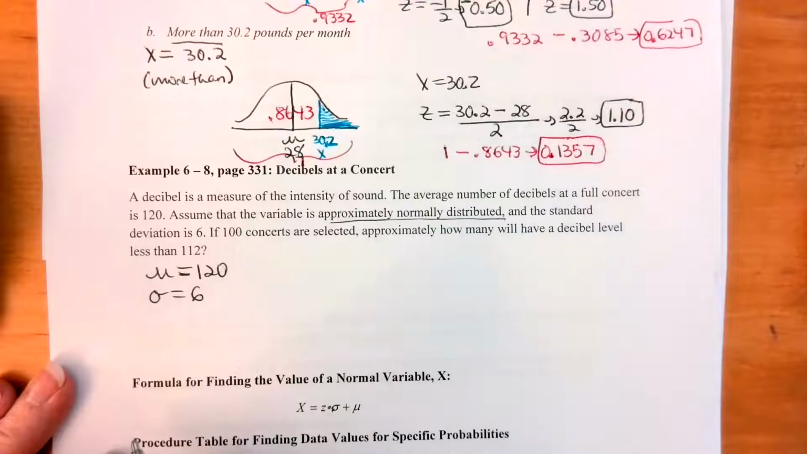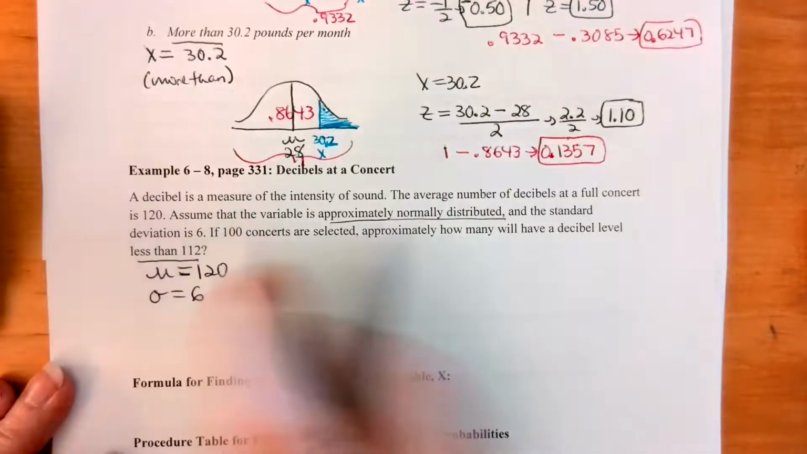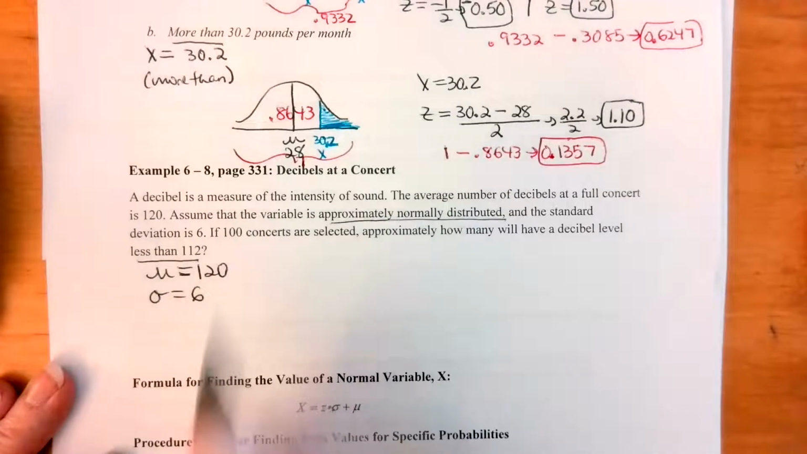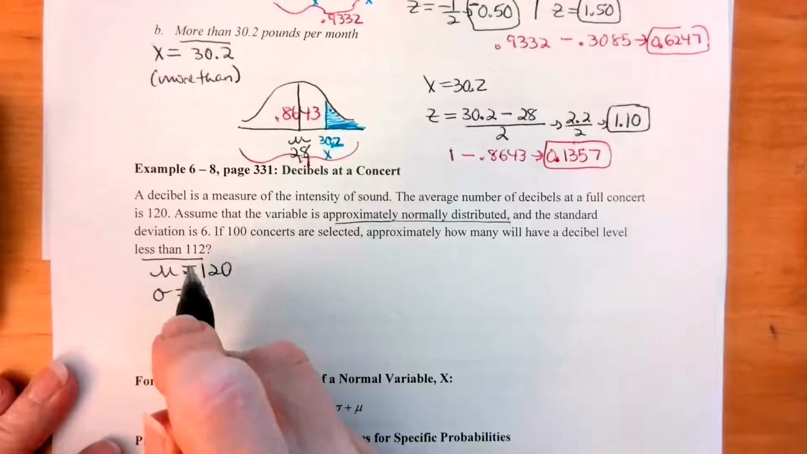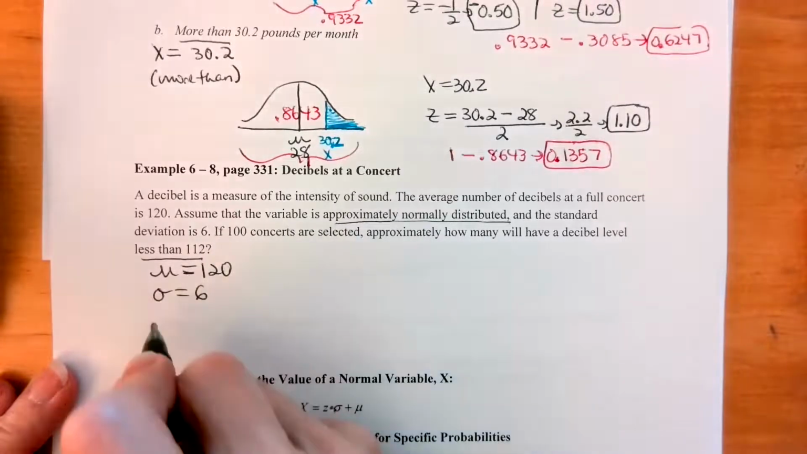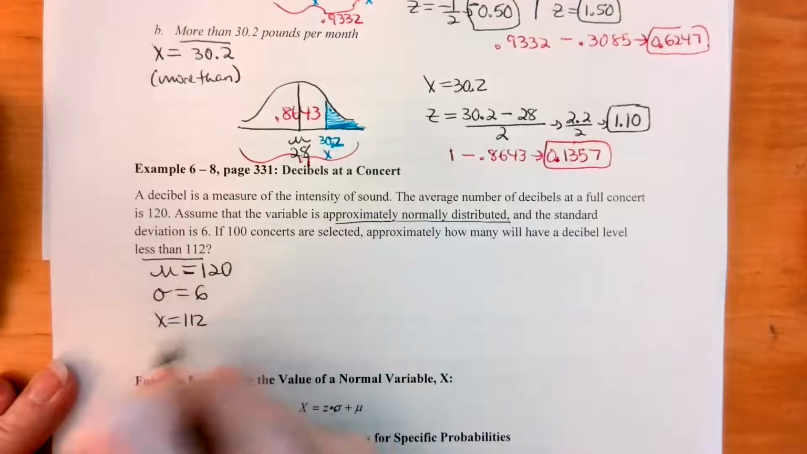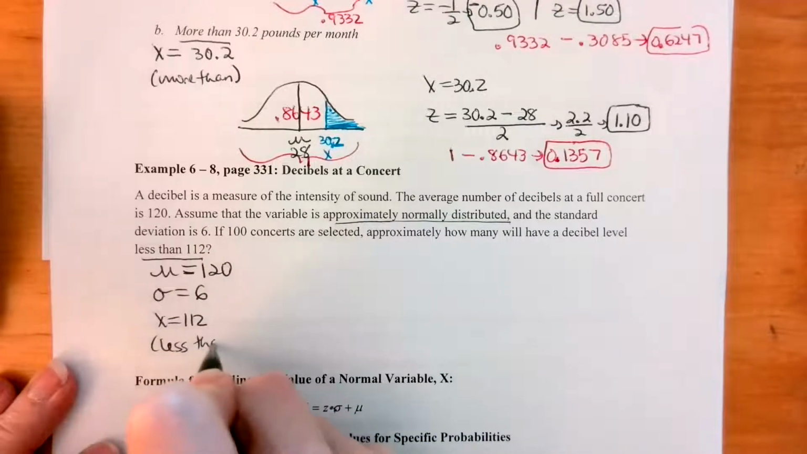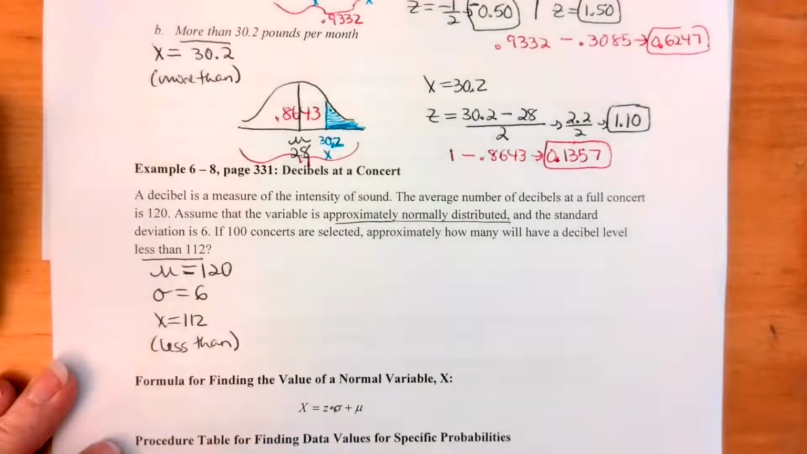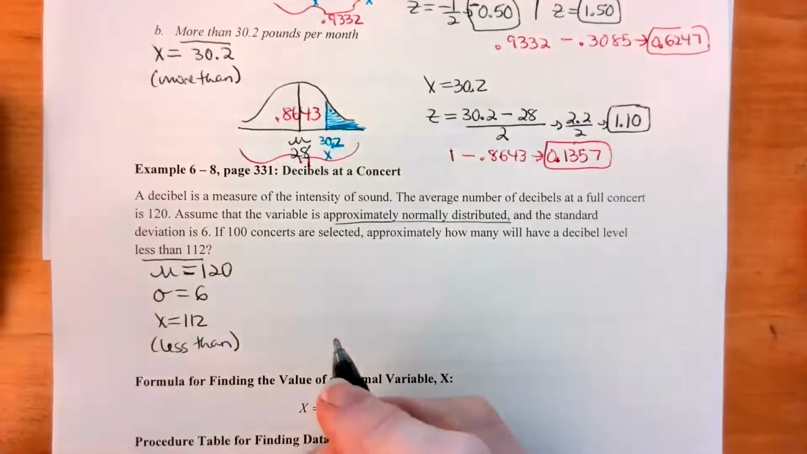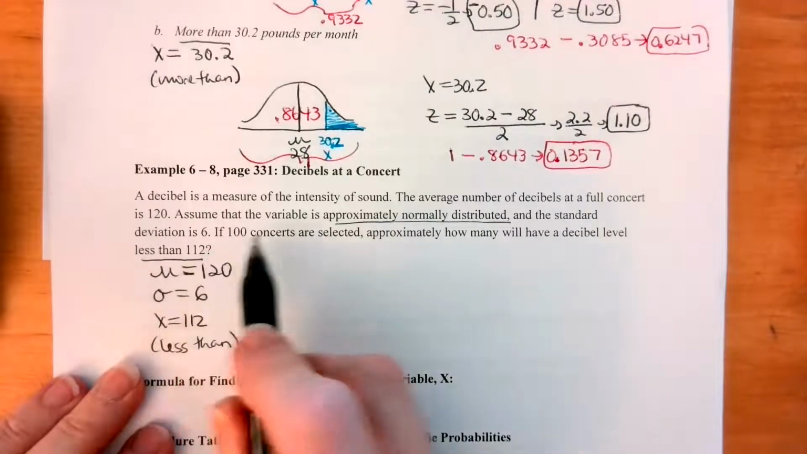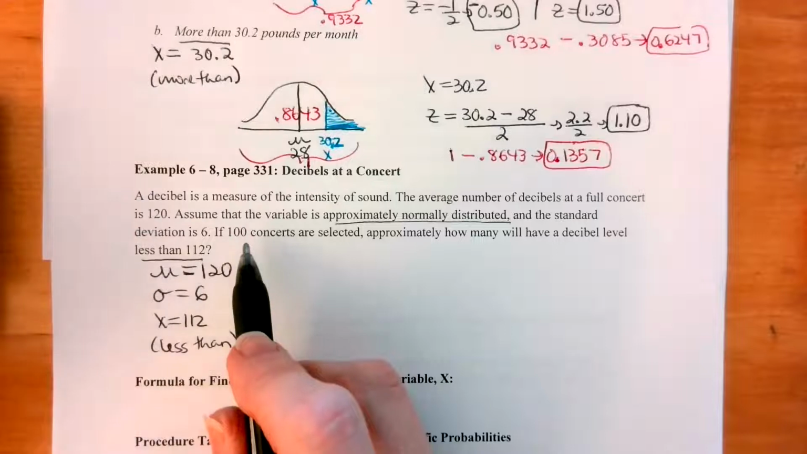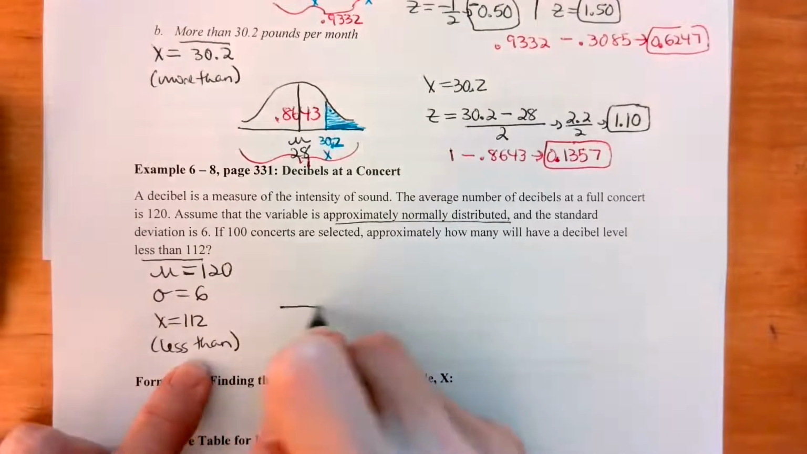If 100 concerts are selected, approximately how many will have a decibel level less than 112? Okay, so this 100, we're going to come back to that in a minute. First, we're going to find the probability that a concert has a decibel level of less than 112. So our X value is 112. Less than tells us where to shade, and then we'll apply that to 100 once we get our probability. So we're going to find the probability that one concert has a decibel level less than 112, and then we'll apply that to the fact, what about 100 of them? So first do this for one concert.